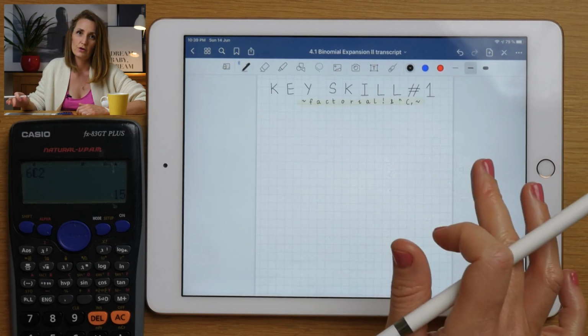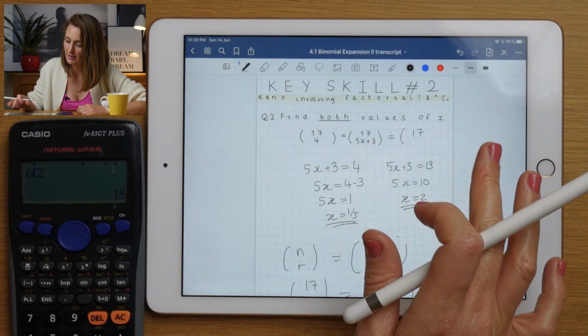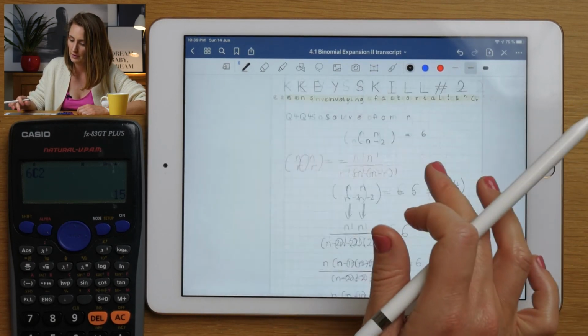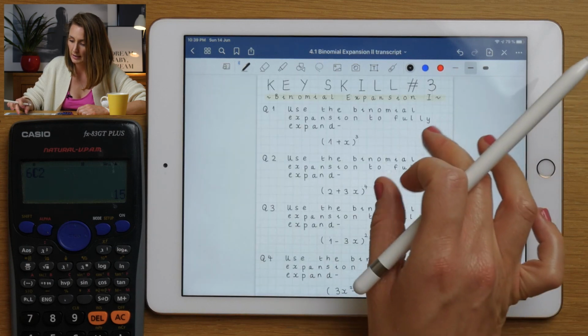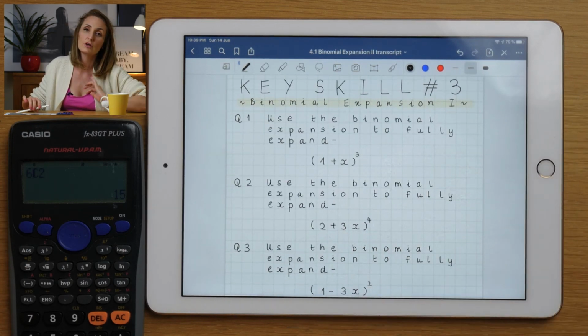That, thank goodness, finishes off key skill 2. Key skill 3, we're going to be looking at how you can expand brackets really quickly without having to write them out x plus y, x plus y, x plus y, x plus y. How we can do that really quickly.